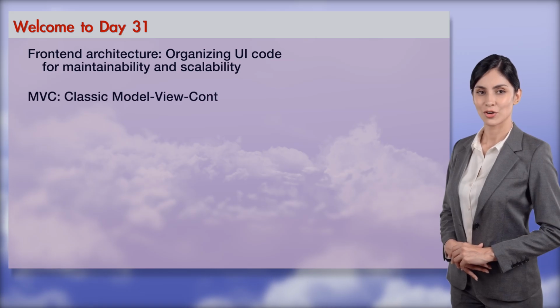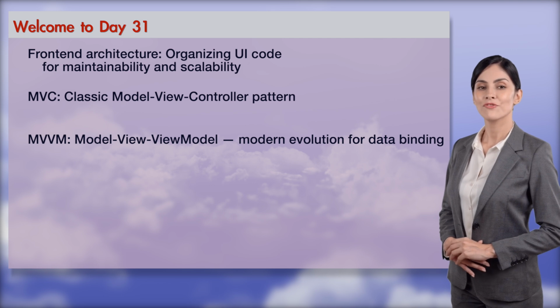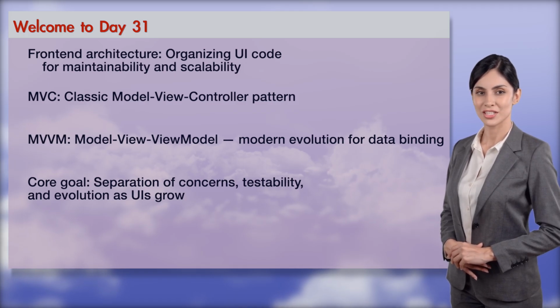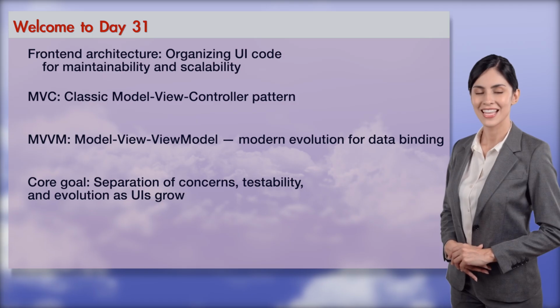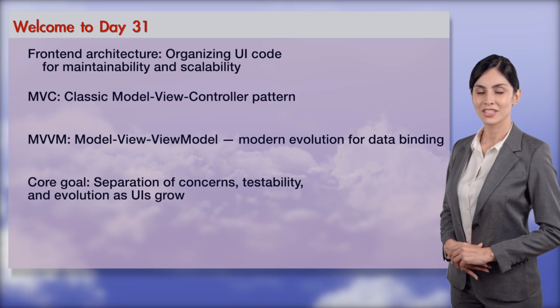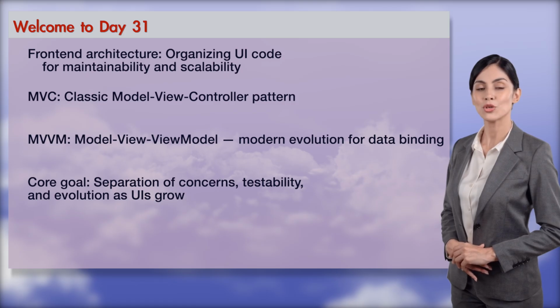As applications grow from simple static pages to rich single-page applications, front-end code can quickly become a tangled mess of DOM manipulation, business logic, and state management. Today, we explore two foundational front-end architecture patterns: MVC, Model View Controller, the classic separation of data, presentation, and control logic, and MVVM, Model-View-ViewModel, a modern evolution that emphasizes data binding and separation of presentation logic from UI state.